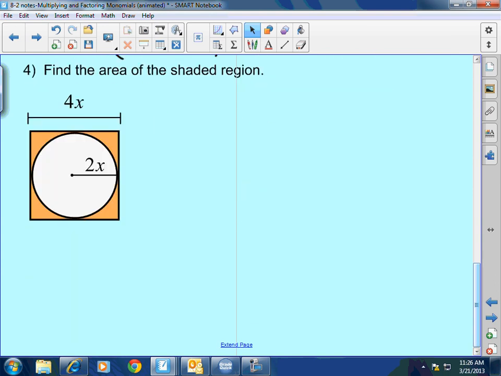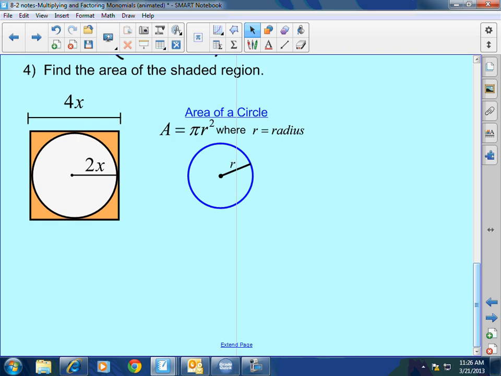Find the area of the shaded region. What do we have here in that picture? We have a circle and we have a square. How do we find the area of the shaded region? You're going to find the area of the square. Then you're going to find the area of the circle. And you're going to subtract the two, guys. Does that not make sense? If I take out the circle, then I'm left with the shaded part.